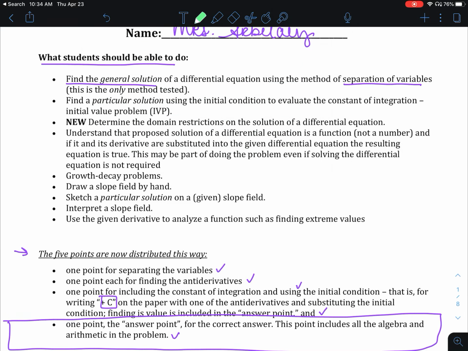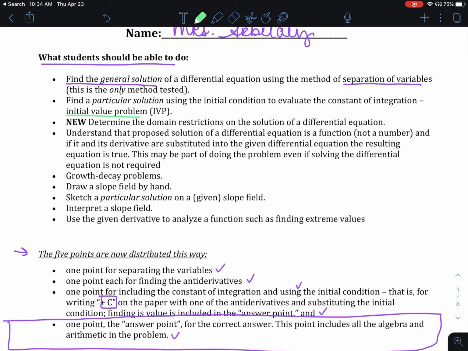What else these equations will ask you to do is find a particular solution using an initial condition to evaluate the constant of integration. This is where we see an initial value, and I'm going to look at your homework one real quick before we go.